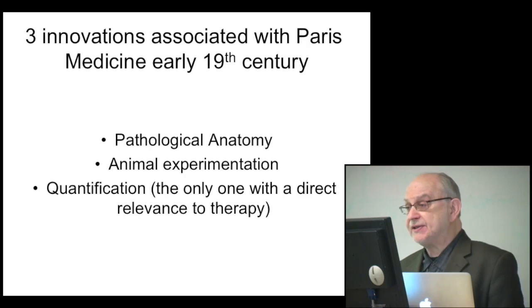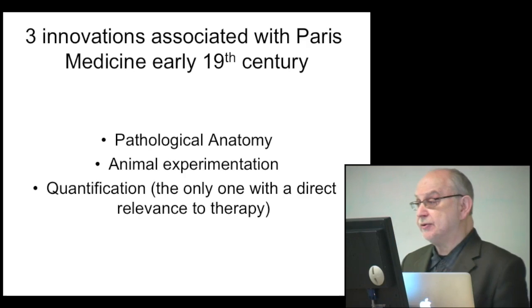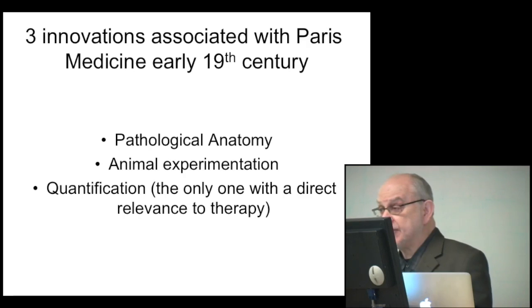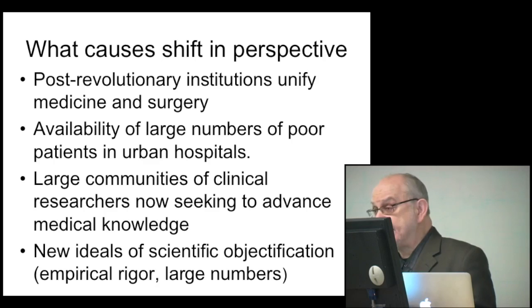So what caused the shift in perspective and this development of these new ways of seeing? Well, one very standard argument is that in post-revolutionary France, the two separate professions of surgery and of internal medicine were unified in a single medical school, so that the practical anatomical orientation of surgeons was combined with the more theoretical orientation of internal physicians.